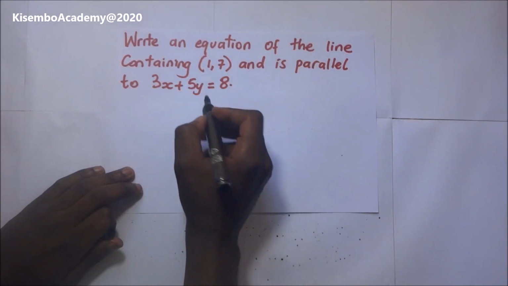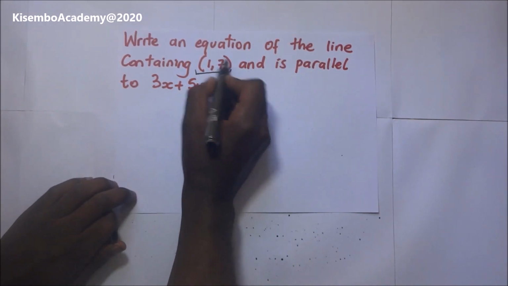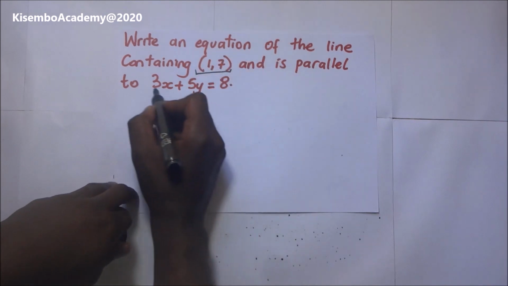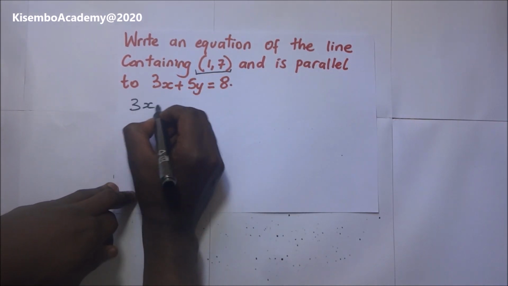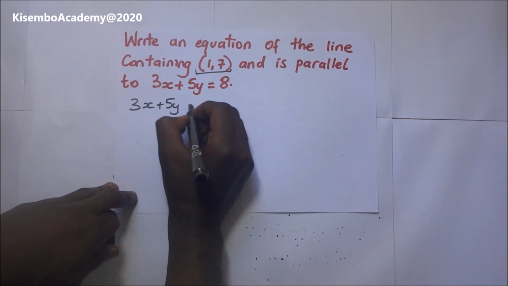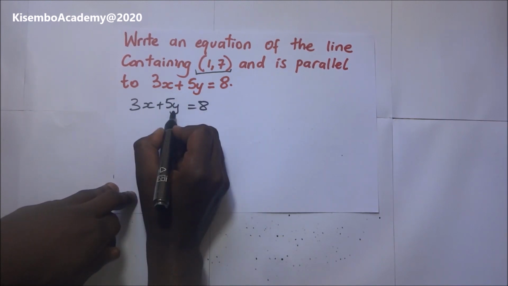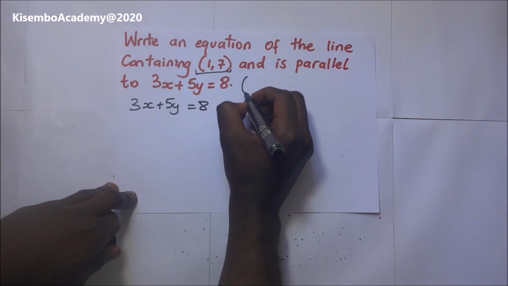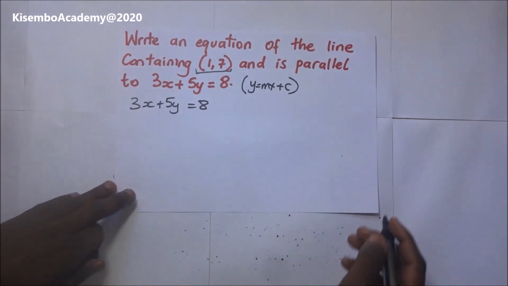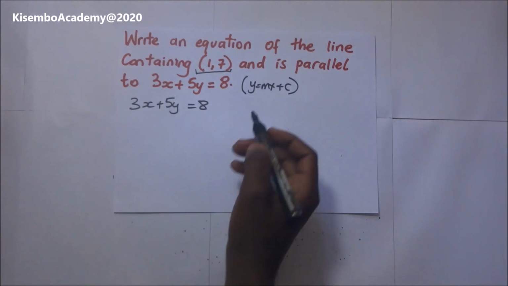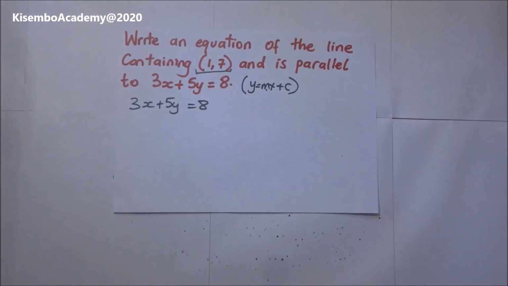The line that we are looking for is passing through this point, but this same line is parallel to that. So let's rearrange this equation. This equation is 3x plus 5y is equal to 8. We are going to make y the subject of the formula so that we put it in the form of y is equal to mx plus c. The reason for that is so that we are able to find the value of m, so that we are able to know the gradient of that line.